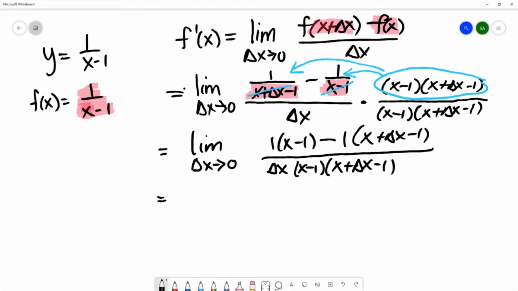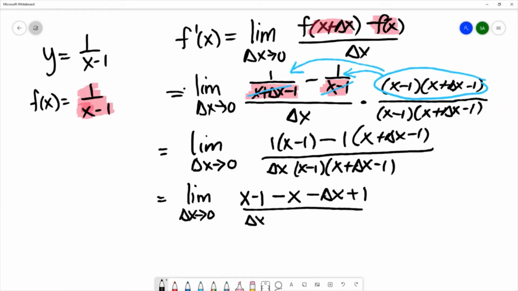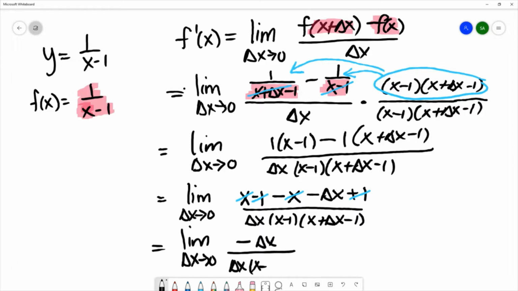I'll use the distributive property in the numerator to give me x minus 1 minus x minus delta x plus 1 over delta x times x minus 1 times x plus delta x minus 1. And in the numerator, I have a positive x and a negative x, a minus 1 and a plus 1. So I'm left with the limit as delta x approaches 0 of negative delta x over delta x times x minus 1 times x plus delta x minus 1.